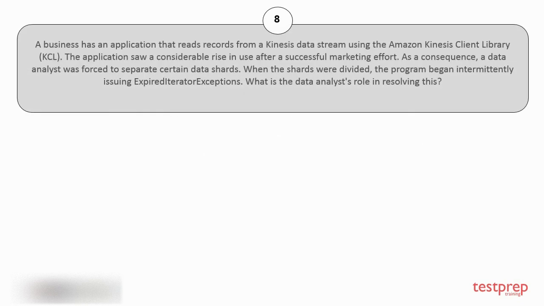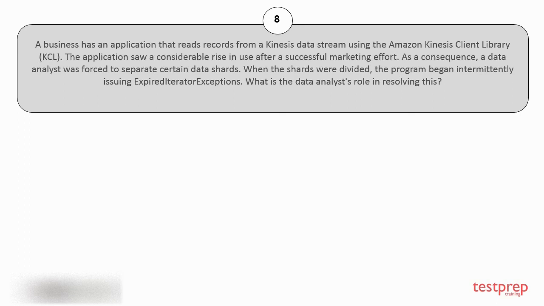Question number 8. A business has an application that reads records from a Kinesis data stream using the Amazon Kinesis Client Library. The application saw a considerable rise in use after a successful marketing effort. As a consequence, a data analyst was forced to split certain data shards. When the shards were divided, the program began intermittently issuing expired iterator exceptions. What is the data analyst's role in resolving this?